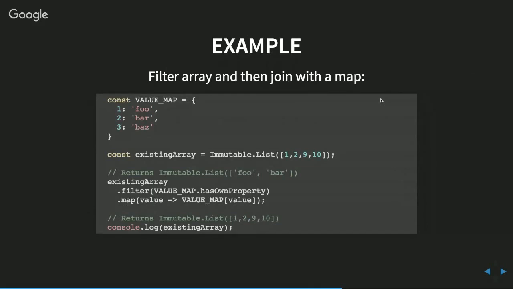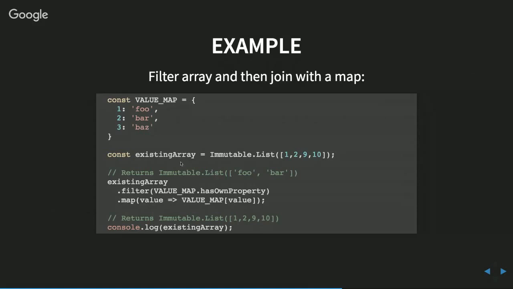But we got here a constant. This is a value map. Now, what we're doing here is we're going to iterate through this existing array. And then we're going to say, hey, we only want stuff that the value map provides. And then we're going to say, okay, go ahead and give us the value inside the value map.